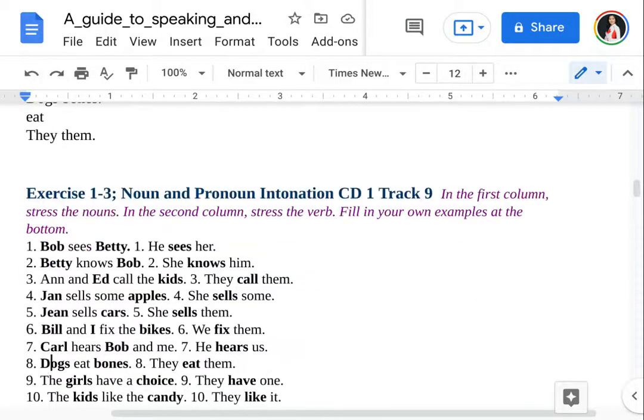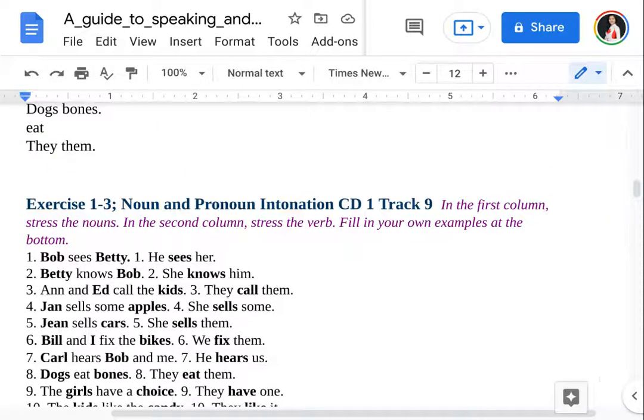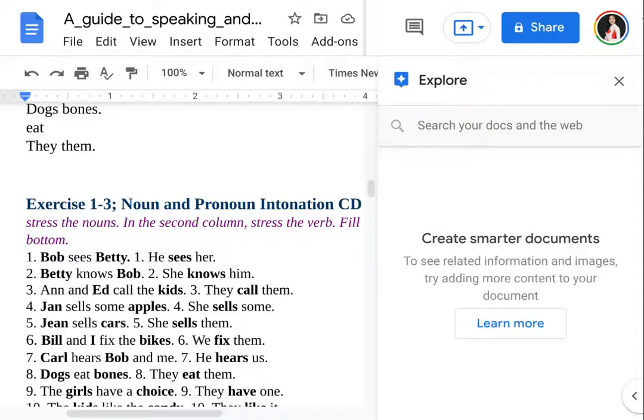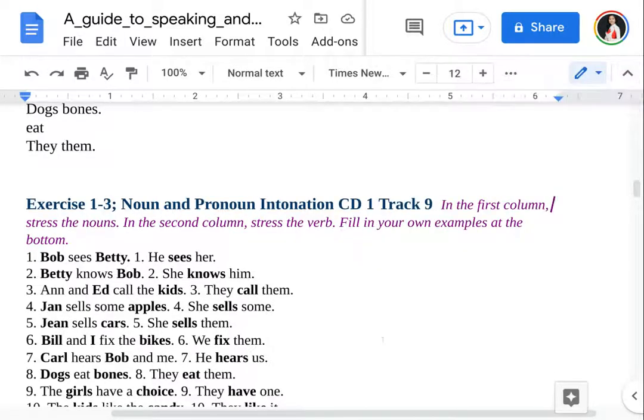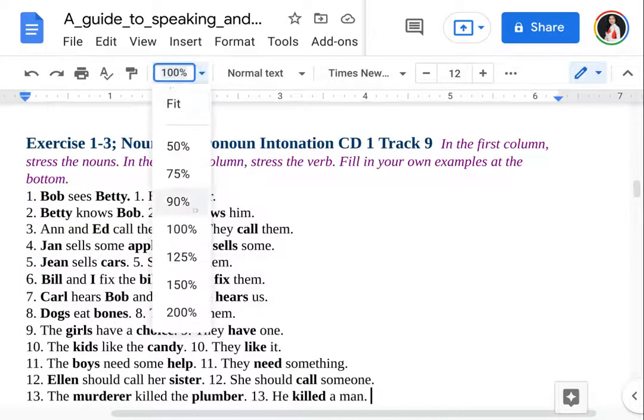1. Bob sees Betty. He sees her. 2. Betty knows Bob. She knows him. 3. Ann and Ed call the kids. They call 'em. 4. Jan sells some apples. She sells some. 5. Jean sells cars. She sells 'em. 6. Bill and I fix the bikes. We fix 'em. 7. Carl hears Bob and me. He hears us. 8. Dogs eat bones. They eat 'em.